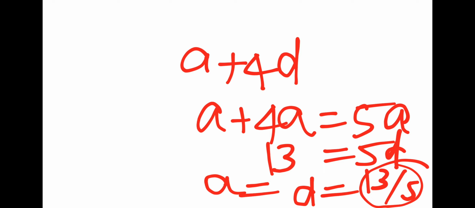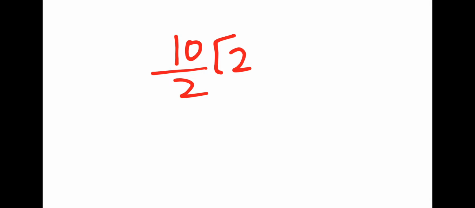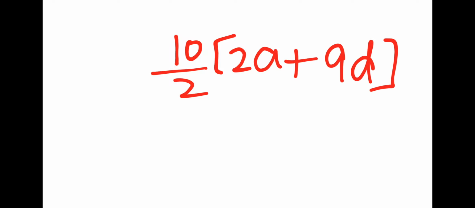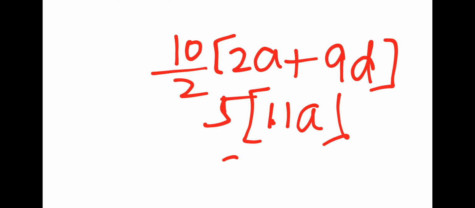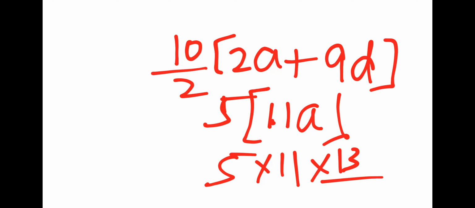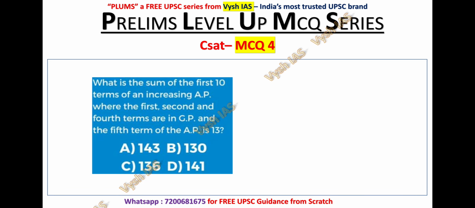They have asked for the sum of the first 10 terms of the increasing AP. The sum is n by 2 into (2A plus (n minus 1) into D), which is 10 by 2 into (2A plus 9D). 10 by 2 is 5, and 2A plus 9A is 11A. The A value is 13 by 5, so 5 and 5 get cancelled. 13 into 11 is 143. So 143 is the correct answer for MCQ number 4, and option A is the correct answer.